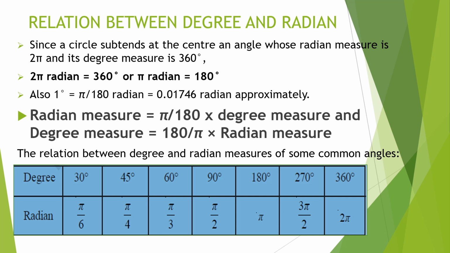Now very important formula, radian measure is equal to pi upon 180 into the degree measure. Means if you are given degree measure and if you want to find the radian measure, multiply the degree measure by pi upon 180. And conversely, degree measure is equal to 180 upon pi into the radian measure. Now relation between degree and radian measures of some common angles are shown in the given table, and we will discuss more examples based on this.